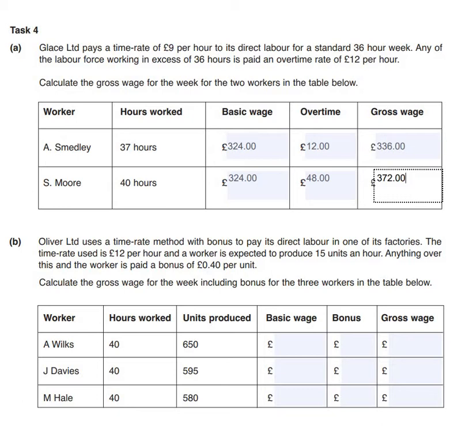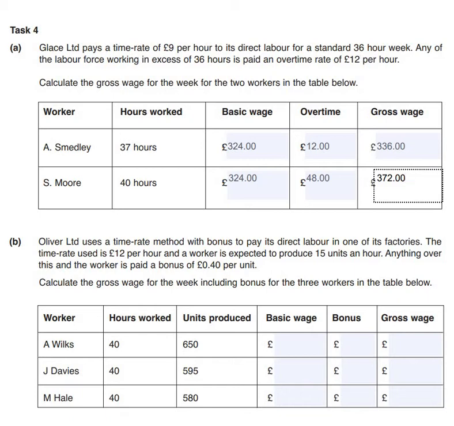So our next task, it says Oliver Limited uses a time rate method with bonuses to pay its direct labour in one of its factories. The time rate used is £12 per hour, and the workers are expected to produce 15 units per hour. Anything over this, and the worker is paid a bonus of 40p per unit.